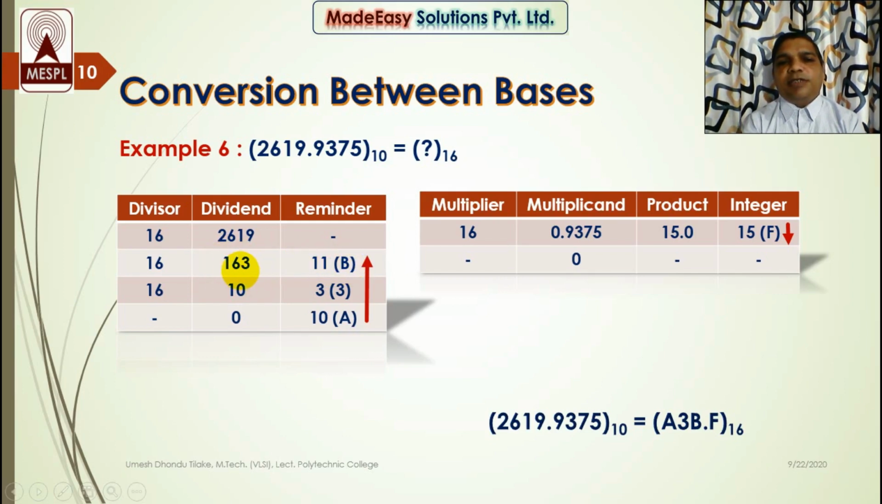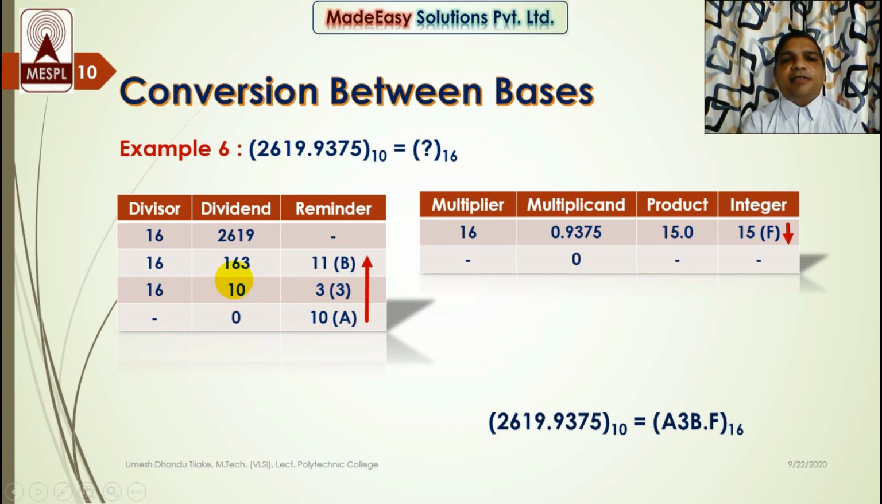Now divide this 163 by 16 again. So we have found such a quotient that when multiplied by 16 we get the maximum number in the table of 16 which is less than 163. So 16 multiplied by 10 is 160. So 160 subtracted from 163, we got 3 as a remainder, and the hexadecimal equivalent of 3 is 3.